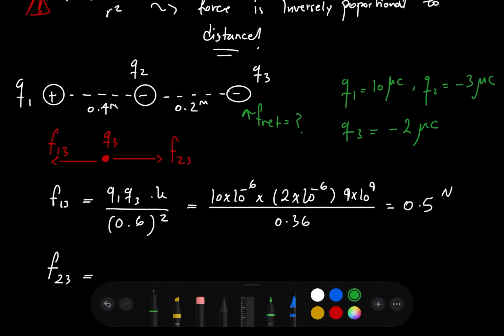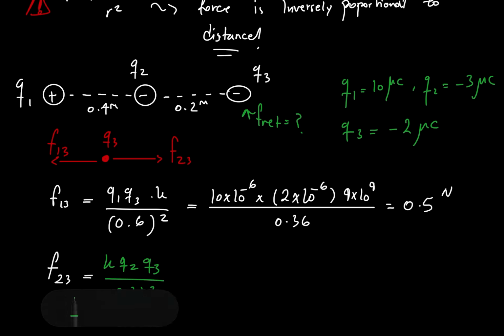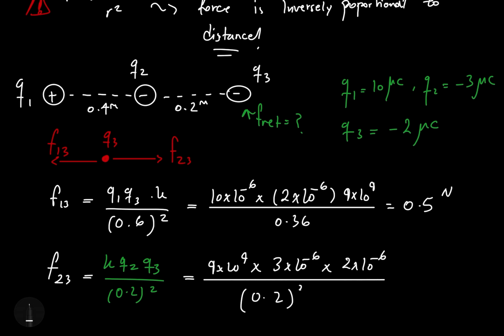Now let's find F2 on 3. That's the force of the second charge on the third charge. So that's just going to be K times Q2 times Q3 divided by the distance between them, which is 0.2 squared. All right, so that will give us 9 times 10 to the power of 9 multiplied by Q2, which is 3 times 10 to the power of negative 6, multiplied by Q3, which is 2 times 10 to the power of negative 6, divided by 0.2 squared. All right, let's find that out. 9 times 10 to the power of 9 multiplied by 3 times 10 to the power of negative 6 multiplied by 2 times 10 to the power of negative 6 divided by 0.2 squared. So that will give us 1.35 newtons.